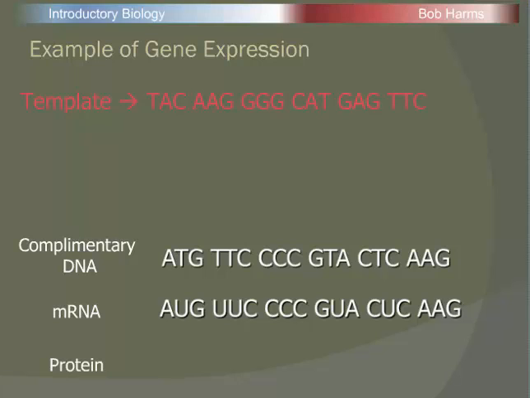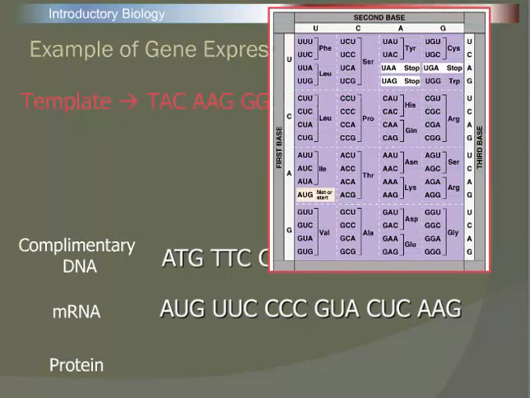Now during translation, then we're going to convert that messenger RNA into protein. And again, this is where our genetic code comes into play. So take a moment here and convert our messenger RNA into the sequence of amino acids that would be in our protein.